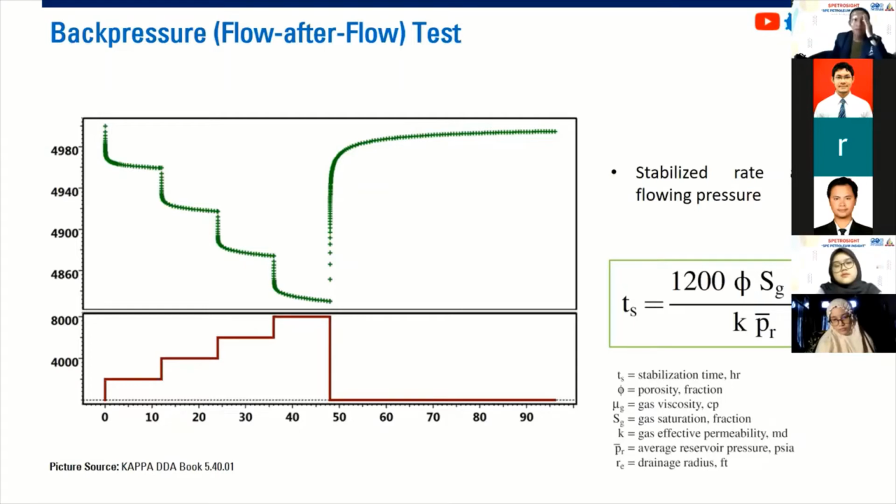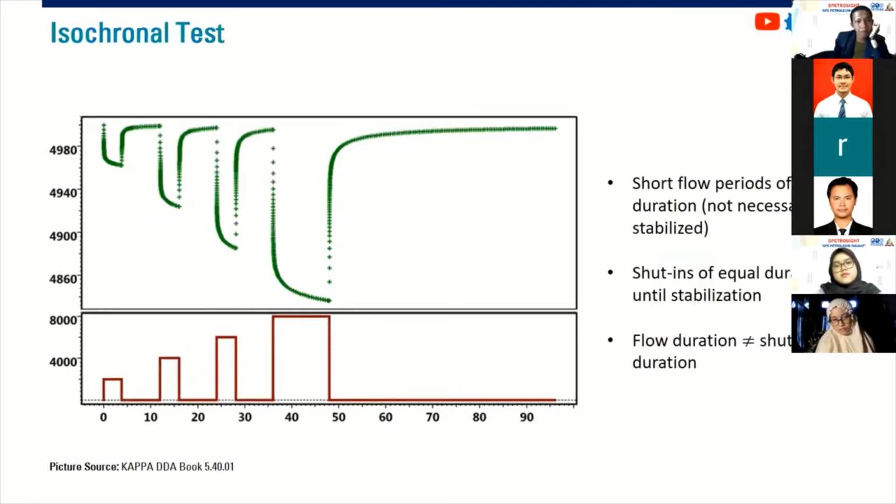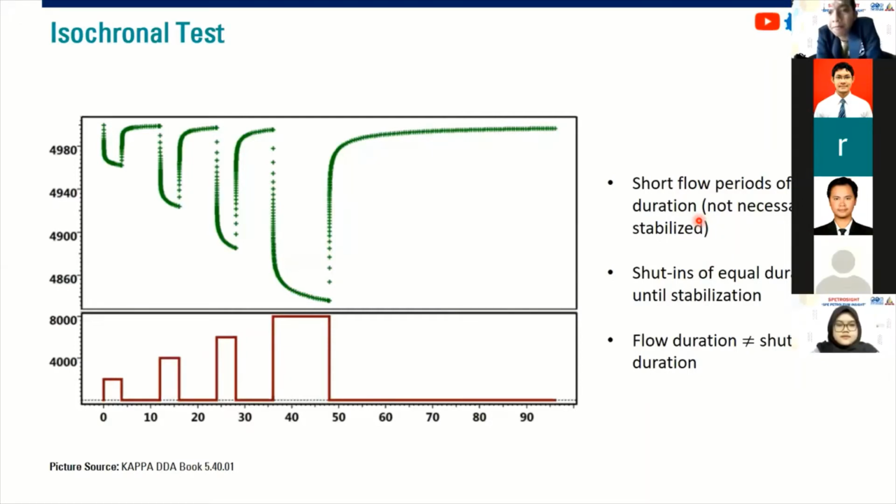So we can substitute the test with isochronal test. It is quite faster. So you need to open your well and then shut in. Open it again, bigger choke, shut in again. Open it again, shut in again. Open it again, shut it again. The flow periods should be of equal duration. Usually it is from 4 hours to maybe 6 or 7 hours.